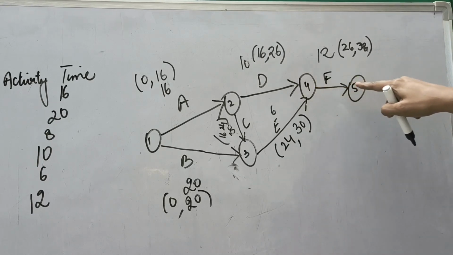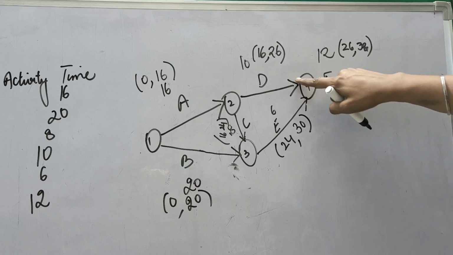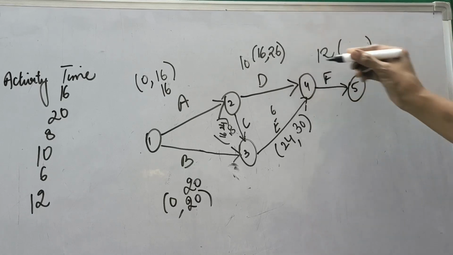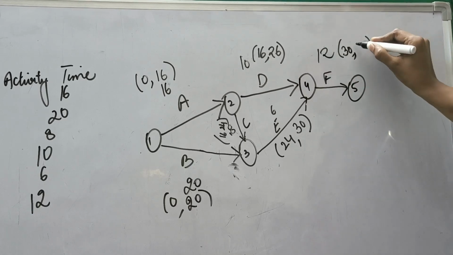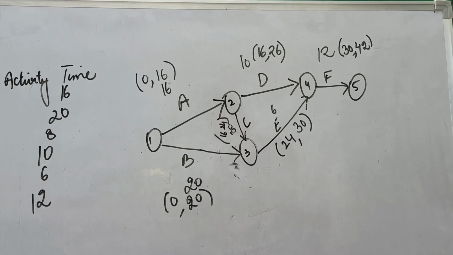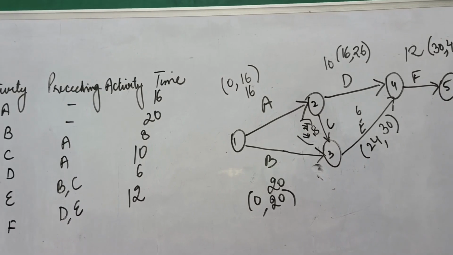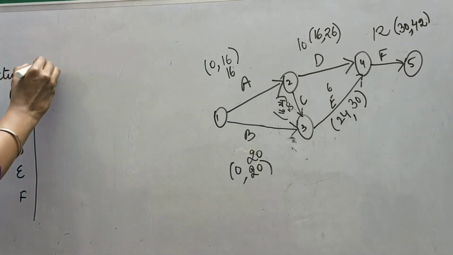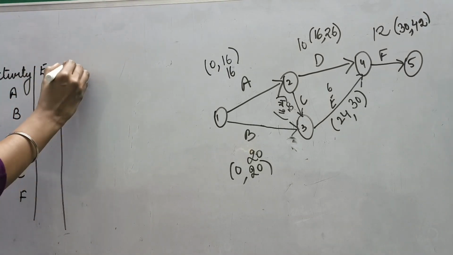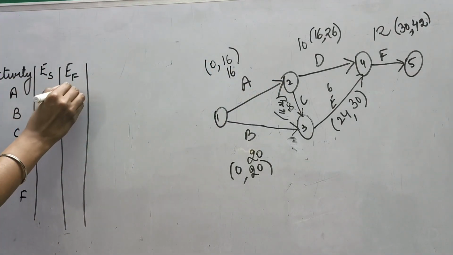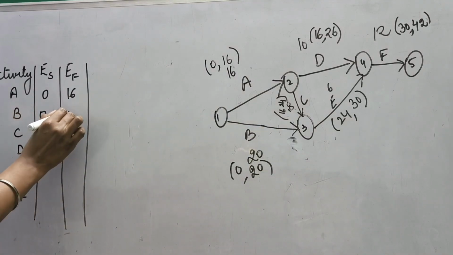Now moving ahead with here. Earlier I have taken 26, but now I know these 2 points are coming here, 30 and 26. So it means this was not right. I have to take the maximum 30. And this is 12, it will be finishing in 42. So for every activity I have calculated earliest start and earliest finish. Let us note these down on our table on the left hand side, because we have to calculate the floats later on. So looking at this network diagram, for A activity it is 0, 16. For B activity it is 0, 20.